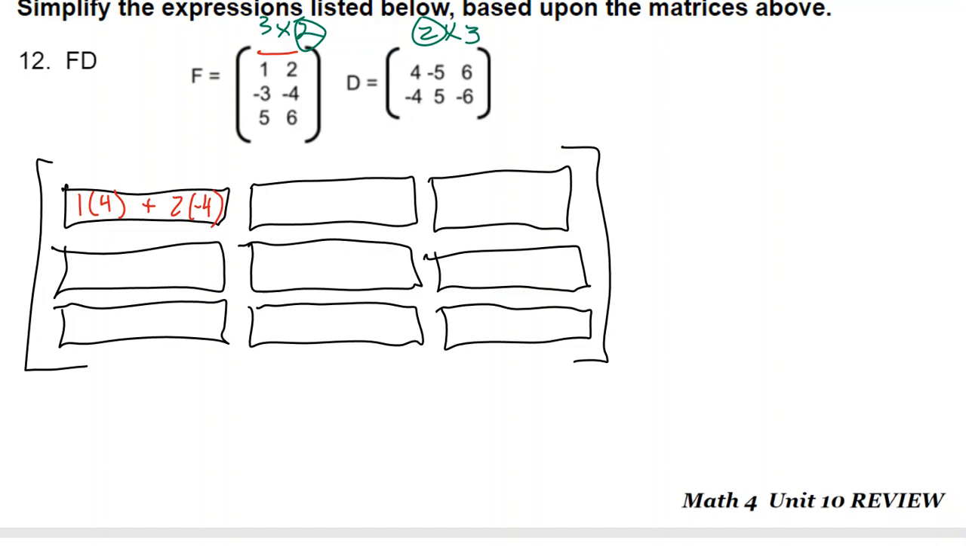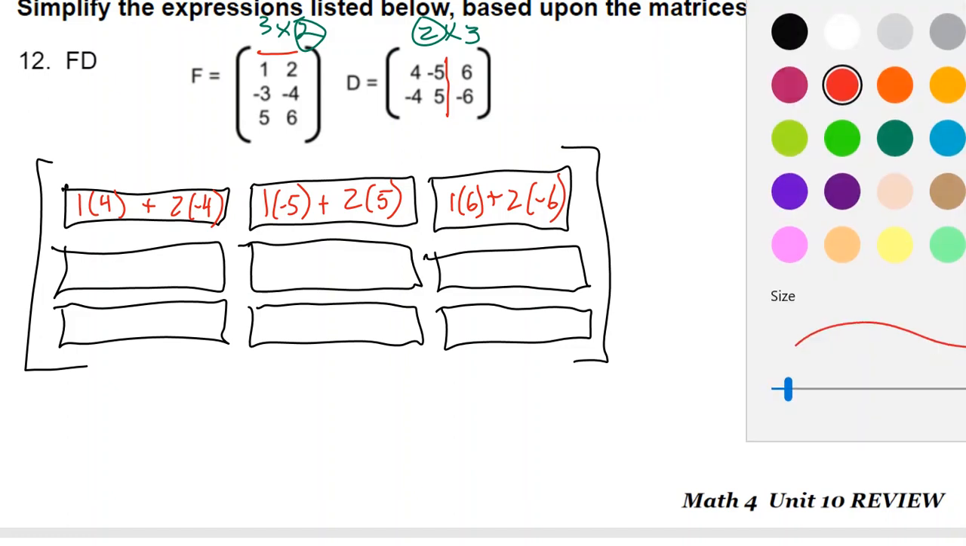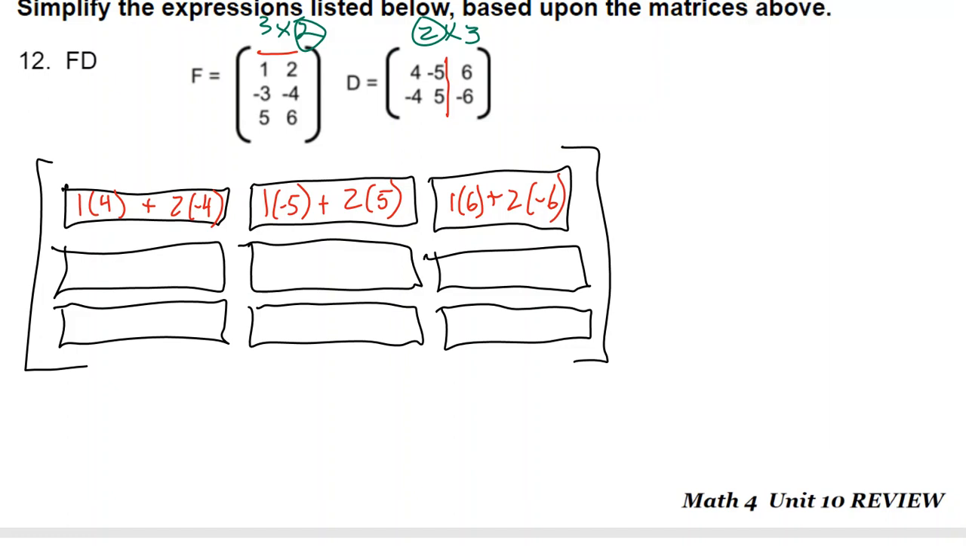And then we're going to go with the middle column. 1 times negative 5 plus 2 times 5. And then we're going to go with the last column, 1 times 6 plus 2 times negative 6. This is going to do something really, really interesting with the numbers. I was very much surprised at the outcome when we got to the end of this thing. I was not expecting it to do the things that it did.